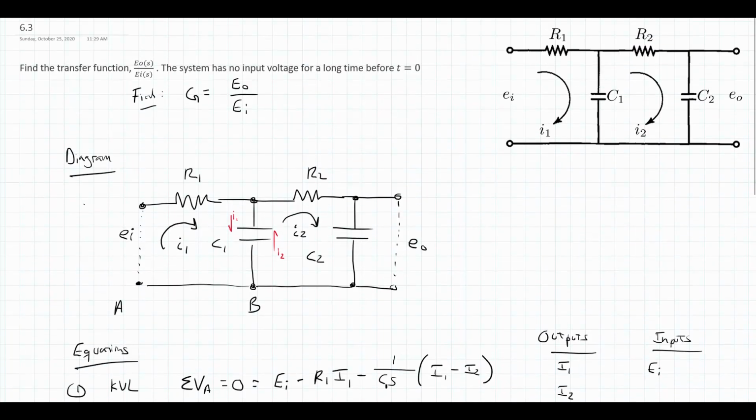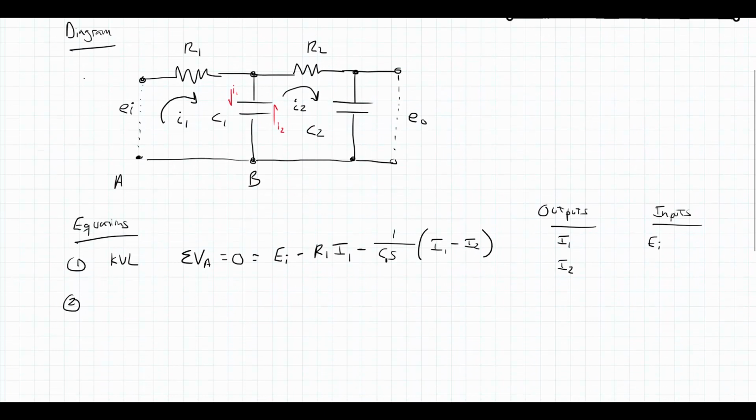But if we go back to what we're trying to find, we want E out over EI. Well, E out doesn't even appear in that first equation, so definitely we're going to need more. Also, we have two outputs so far and only one equation, so that also tells us we need more equations. So what I can do here is choose to do another KVL equation. I will do it with voltage starting at B.